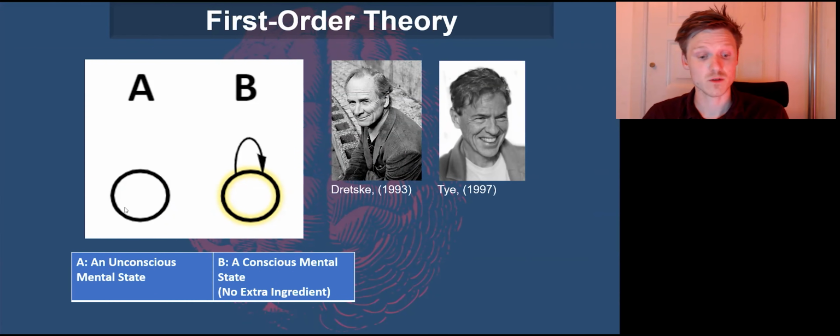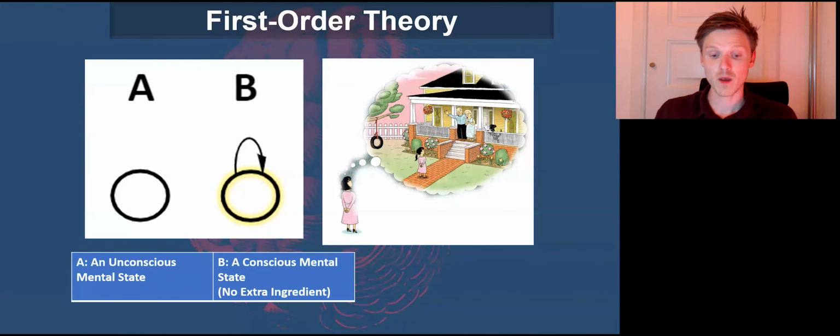So if you were to memorize your childhood home, where you were remembering your childhood home, and then suddenly you become conscious of the fact that you are remembering, this first order theory would state that the mental state of remembering is able to represent itself as conscious, to have a certain reflexive relationship to itself. And this would make it into what is called B here, a conscious mental state. And the reason it is able to do so is simply because the mental state has this ability to represent itself.